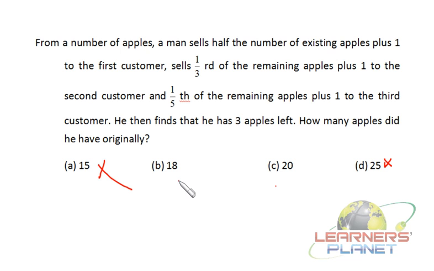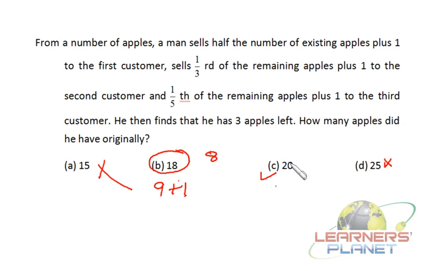So now let's check by 18. Suppose he is giving half of 18, that is 9 plus 1 to the first customer. That means he is giving 10 to the first customer. Then he is left with 8 apples. Now he wishes to give 1/3 of this 8 plus 1 to the second customer, but 1/3 of 8 will be a fraction, so it cannot be the right choice. Then we are left with 20 only, and since there is none of these, no need to cross verify. 20 will be the correct choice.